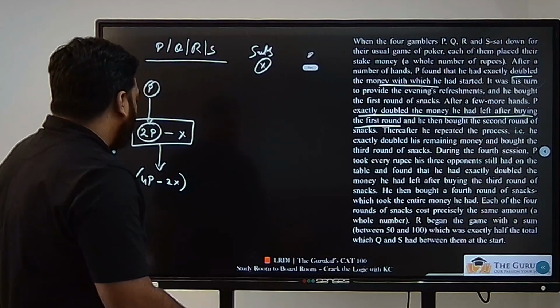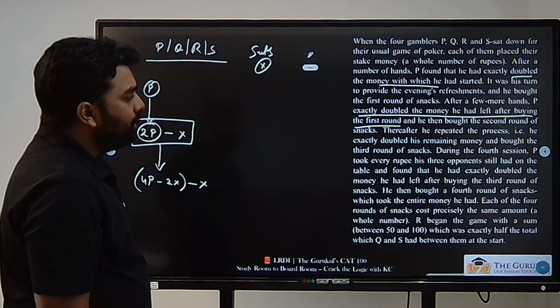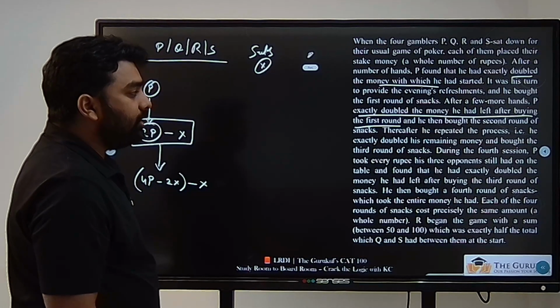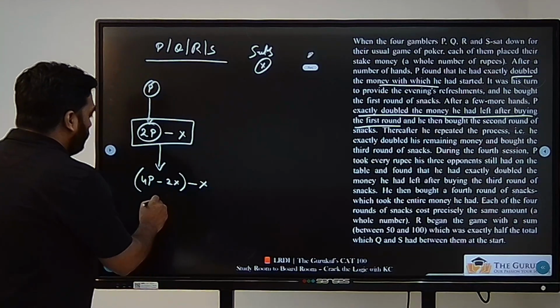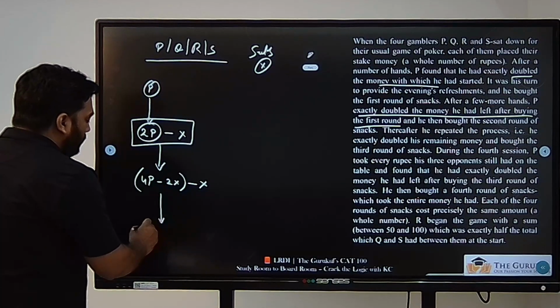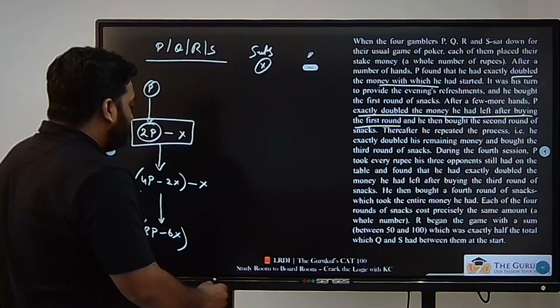And he bought the second round of snacks. Thereafter he repeated the process. That is, he exactly doubled his remaining money and bought the third round of snacks. So again it got doubled. So it became 8P minus 6X. He bought the third round of snacks.